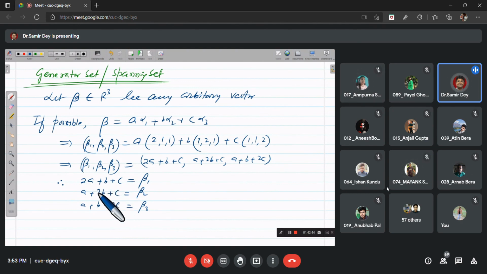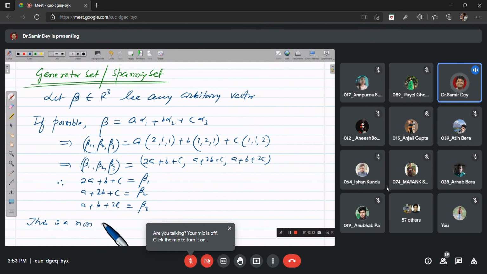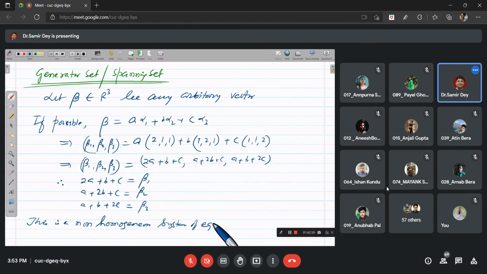So now, what type of equation do you have? Non-homogeneous. This is a non-homogeneous system of equations for A, B, and C. Why is it called non-homogeneous? Because on the right side you have some values that are not all 0. Now, by Cramer's rule we can find it.